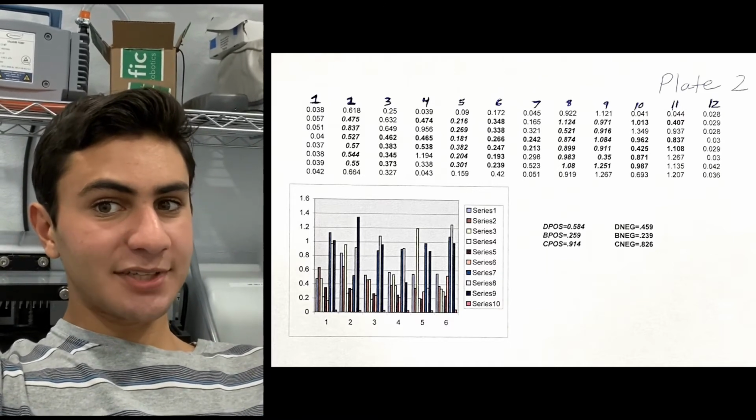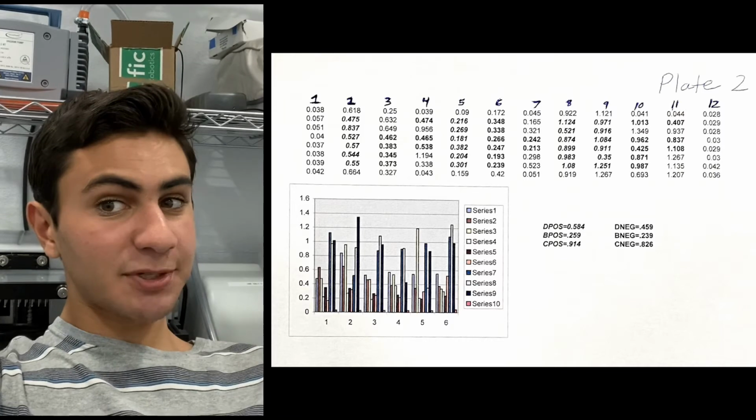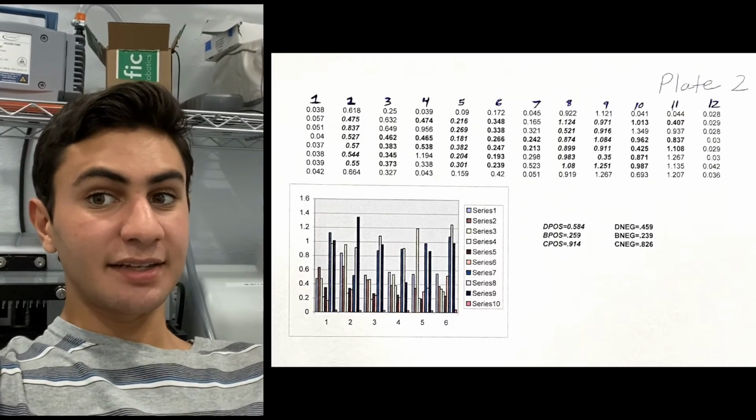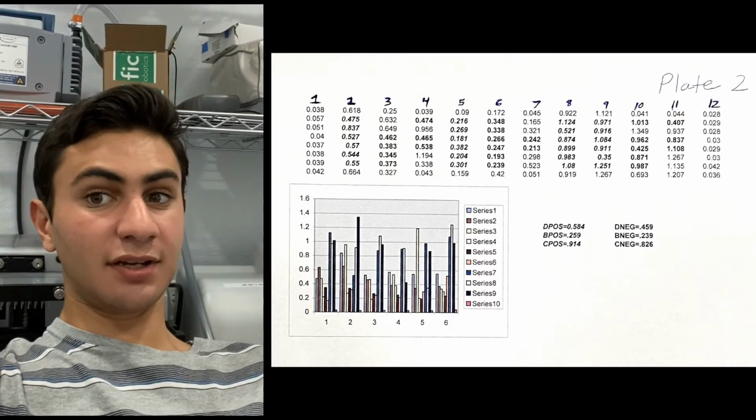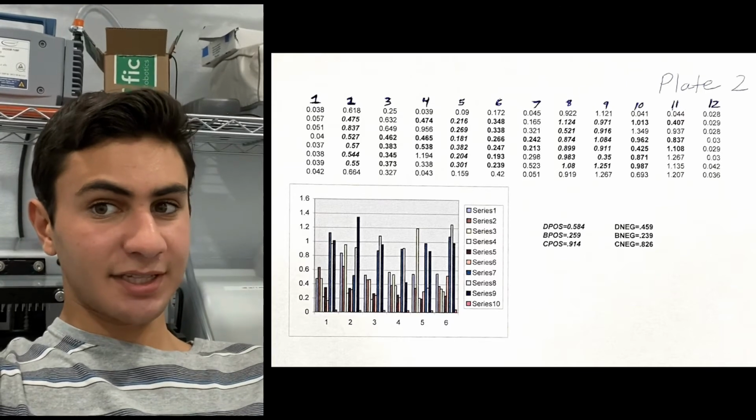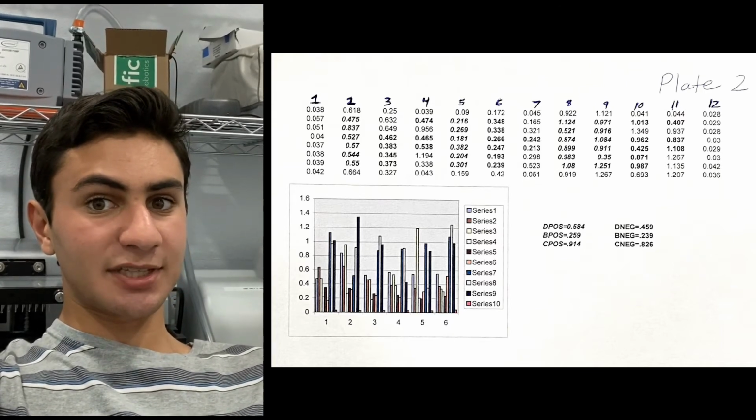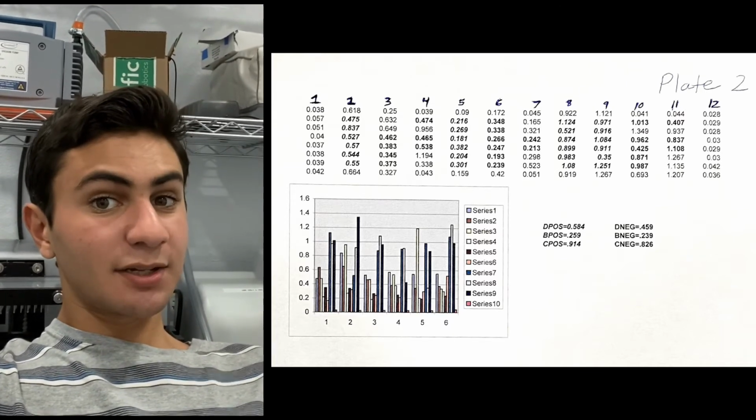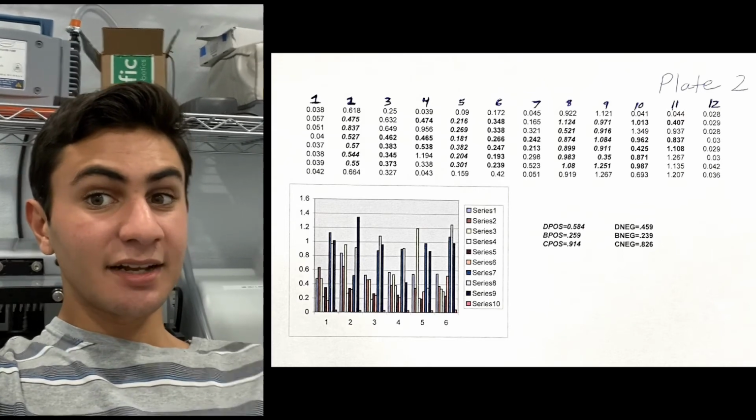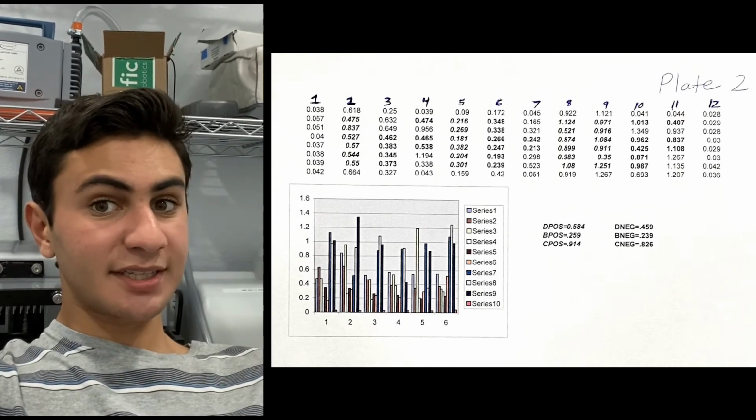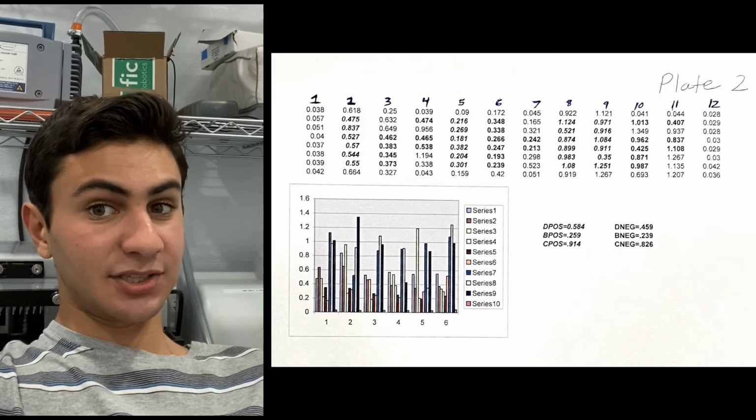The positive samples in the D section had 27% more antibody to D than the negative samples in the D section. There was no significant difference in antibody between the positive and negative samples in the B section, but the positive samples in section C had 10% more antibody to C than the negative samples in section C.